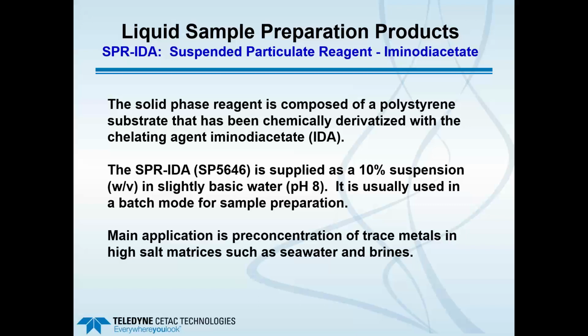Now, in the final part of the webinar, we'll move to our last part of sample preparation, and that's for using a solid phase chelation agent. In this case, it's composed of a polystyrene substrate that's been chemically derivatized with a chelating agent, in this case, iminodiacetate, and we're just going to abbreviate it as IDA. The SPR part stands for suspended particulate reagent, and we'll show you what that means in just a little bit via some pictures. This is supplied as a 10% suspension in slightly basic water, right around pH 8.